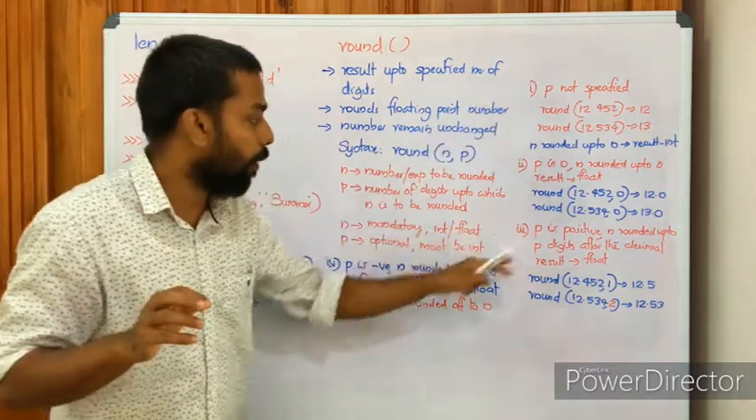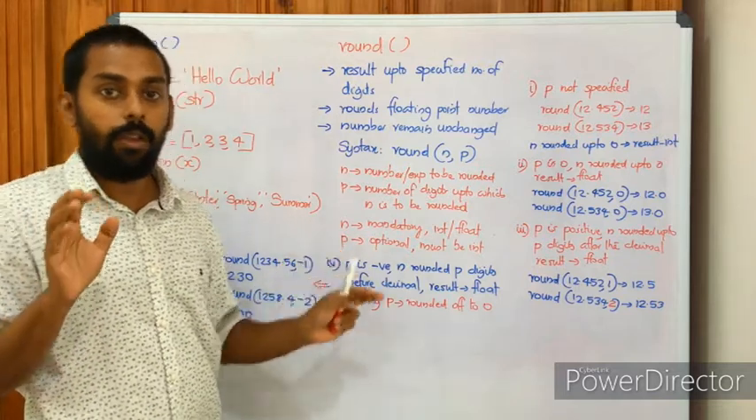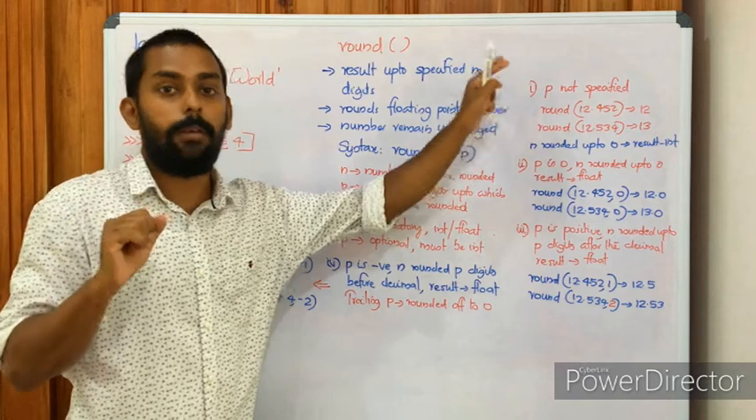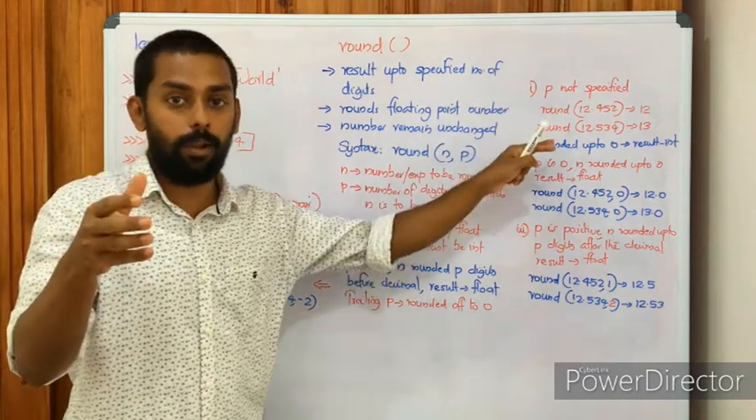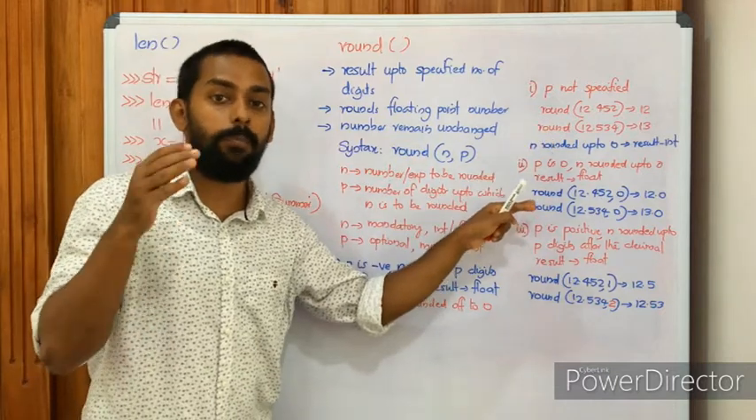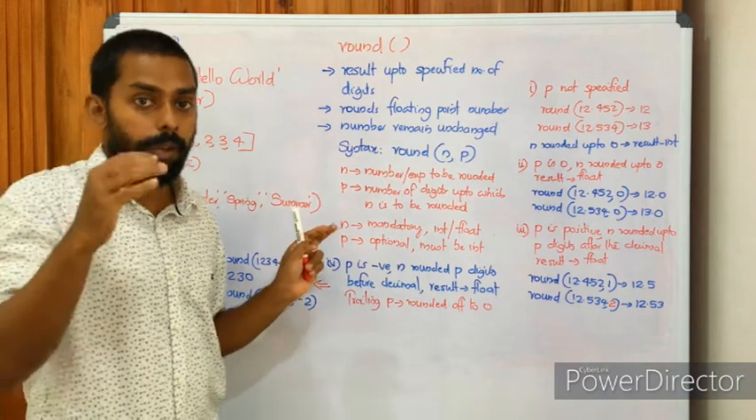And here we have 4 statements, 4 examples for variations of applying the round function. The first one is p is not specified. Second one, p is specified with the value 0. And the third one, p is having a positive value. And the last one, p is having a negative value. We can look at one by one.